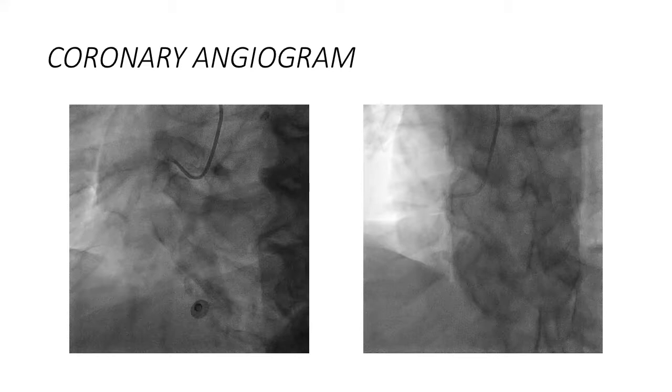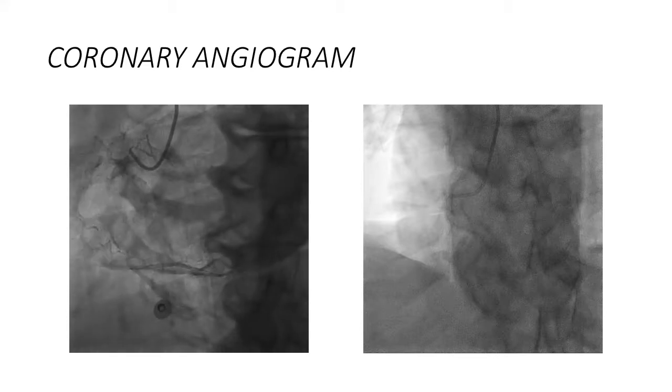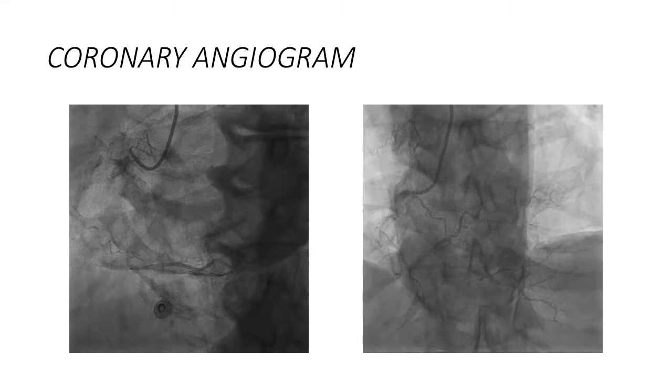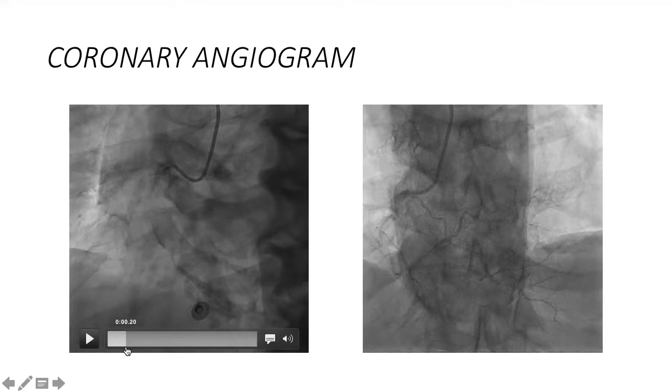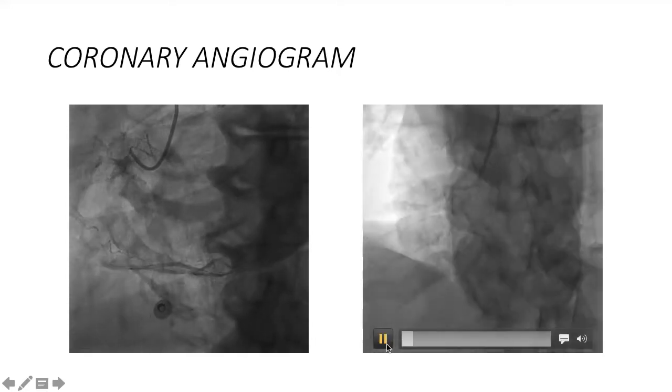So angiogram showed RCA significant, almost tight lesion in the mid RCA, and distal vessel is fine. But if you observe, there is a lot of calcium in RCA territory.